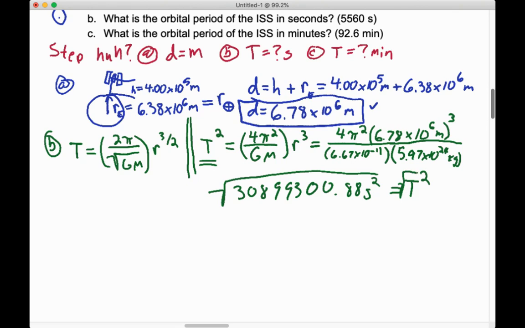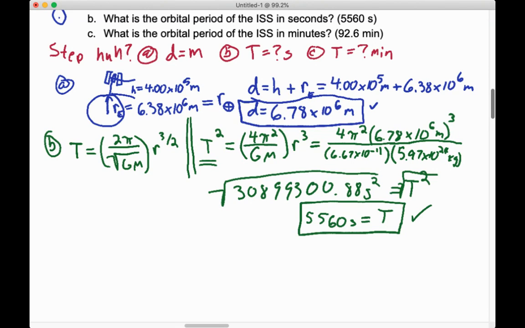There's a couple of different ways to do that in the calculator. The way I would recommend doing it is raise it to the 1/2 power. That's the same thing as taking the square root, and you're going to end up with 5560 seconds is equal to the period t. So put a box around it. We solved for the right thing, we gave it the right units, and we're happy.